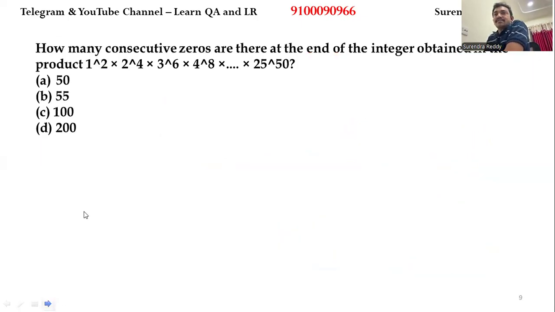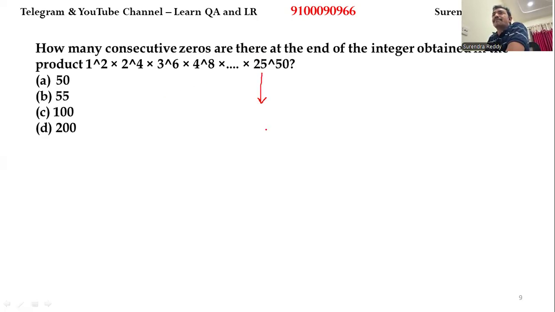How many consecutive zeros are there at the end of the integer obtained in the product 1/2 into 2/4 into 3/6 into and so on up to 25/50? So in the exam, if anybody sees this question, they'll panic. We have so many numbers. But having said that, with some basic idea about the unit concept and cyclicity concept, it's easy to solve.